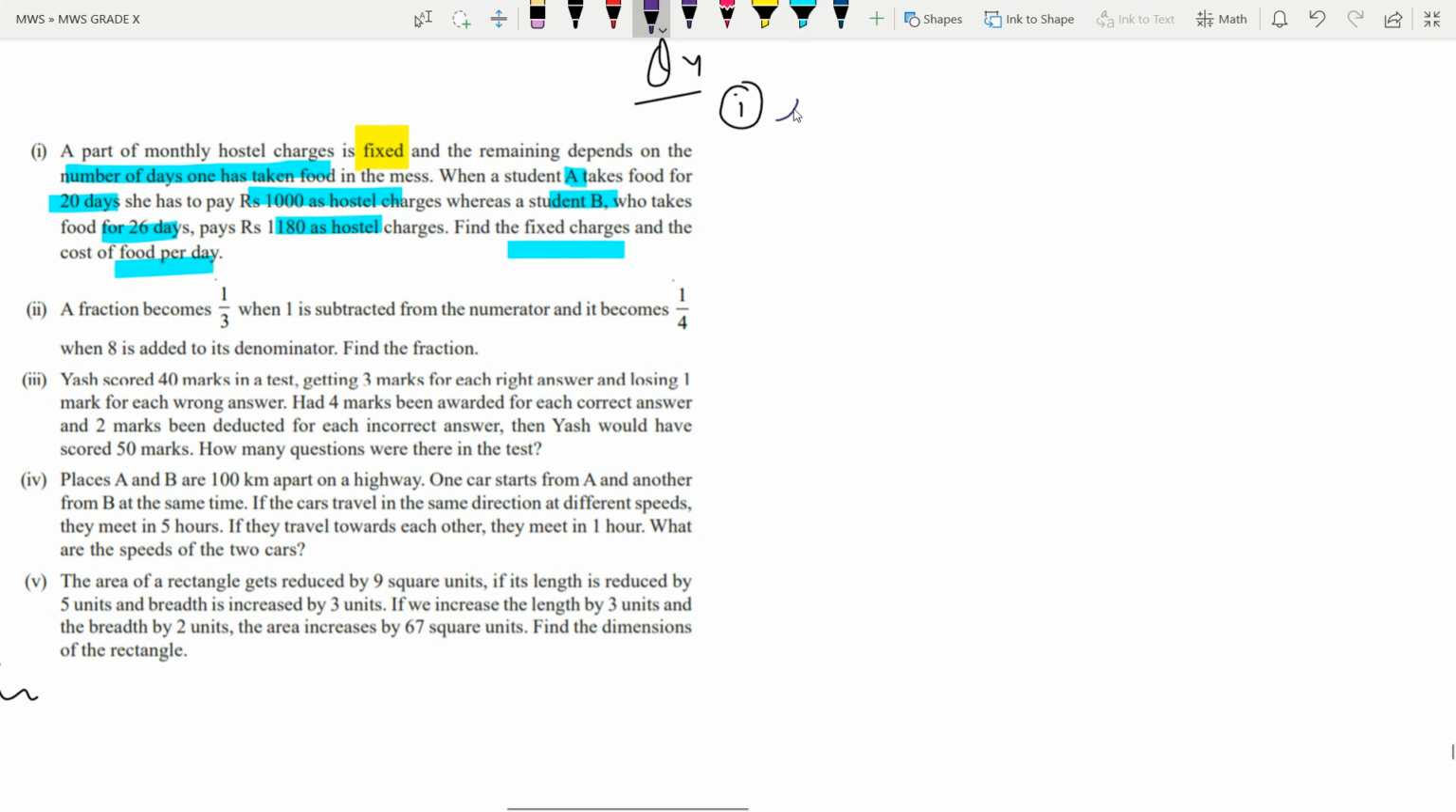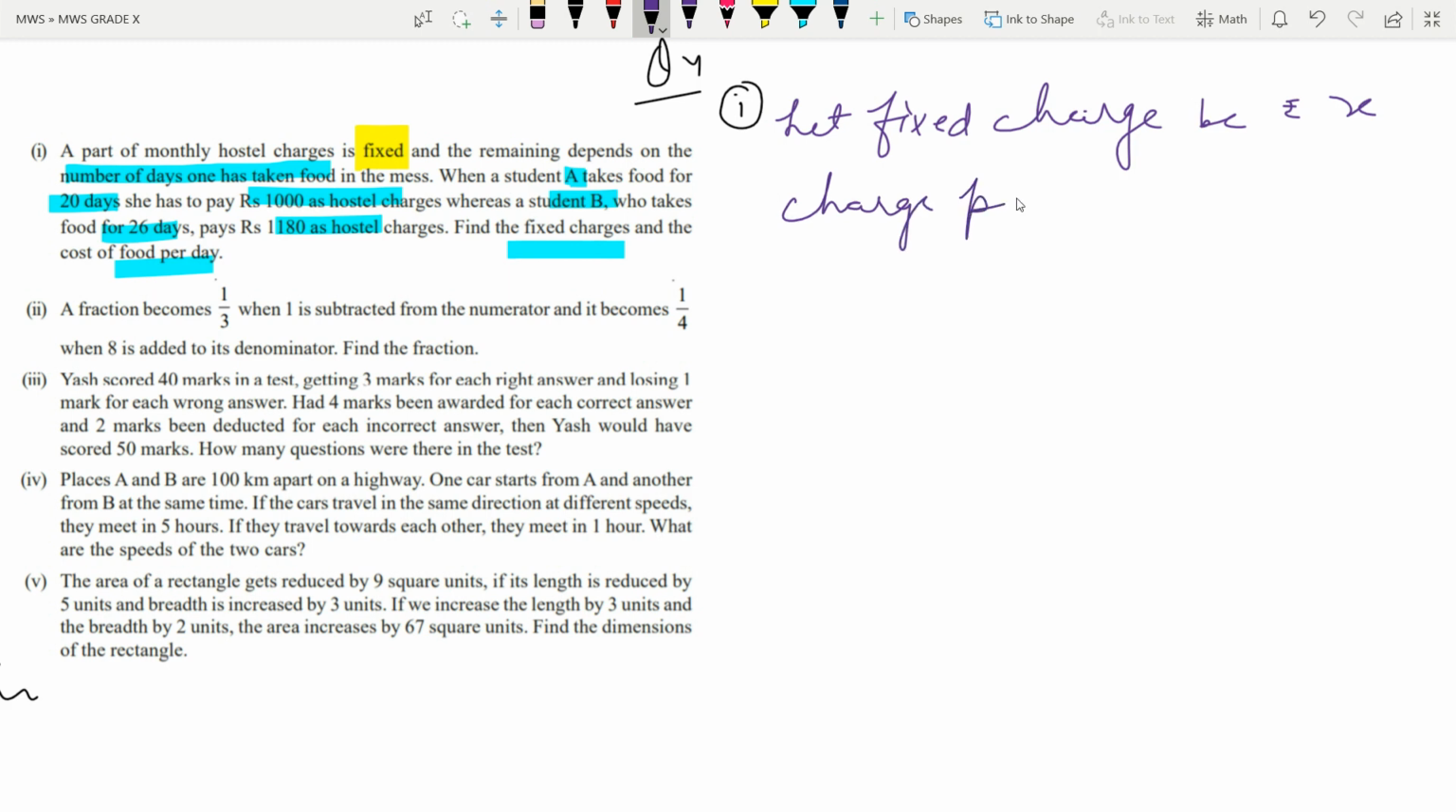So let us write here, let the fixed charge be rupees X and the charge per day be rupees Y. So according to the question, case 1: student A takes food for 20 days. First of all, we have to write here the fixed charge. Fixed charge is X rupees. It is written here, fixed charge everybody has to give. So X rupees everybody has to give.